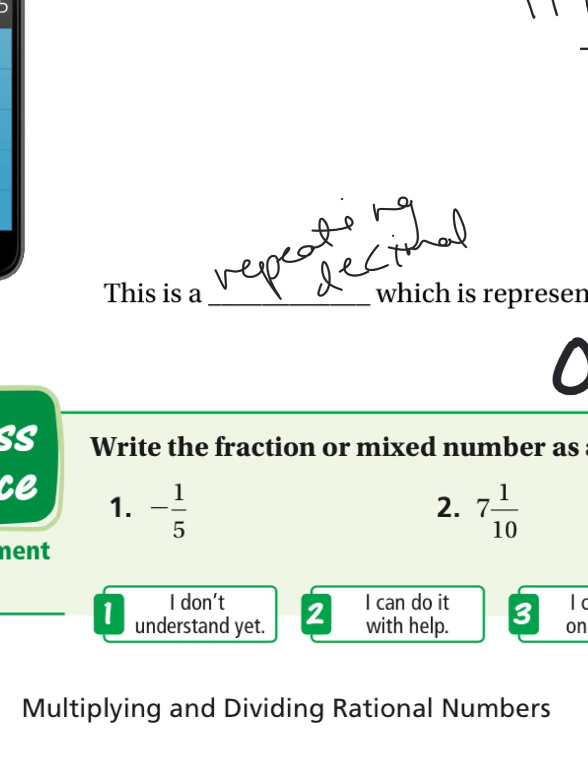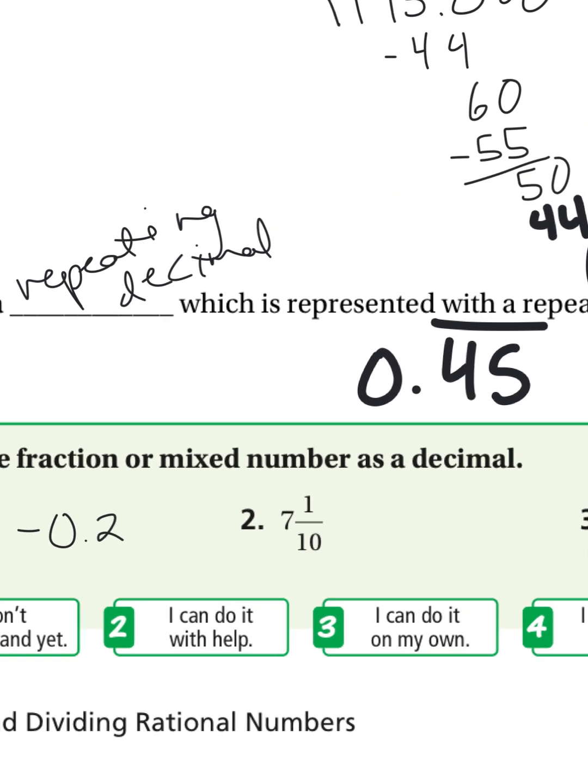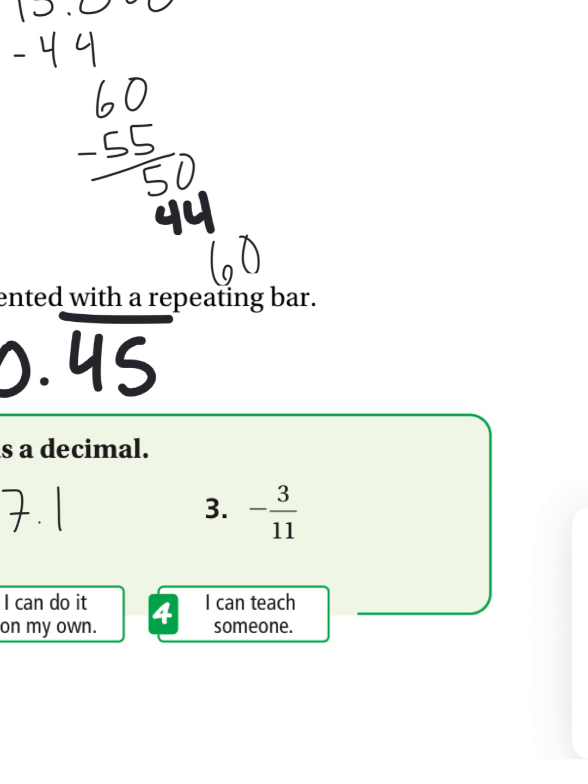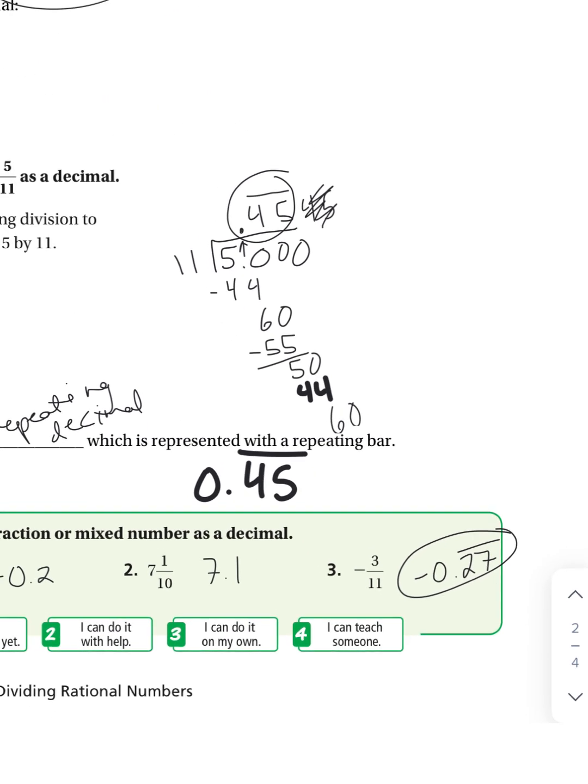All right, -1/5 should be -0.2. 7 1/10 should be 7.1. And -3/11 should be -0.27 repeating. Again, your calculator might round that to a 3 at the end. Please recognize the 27 is repeating and write your answer with a repeating bar.